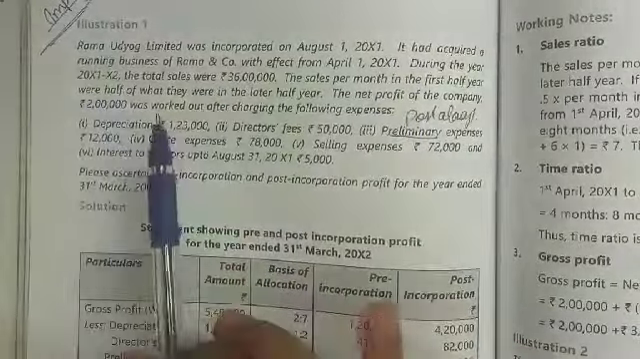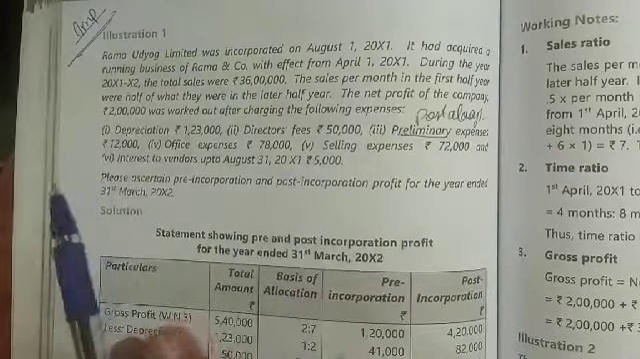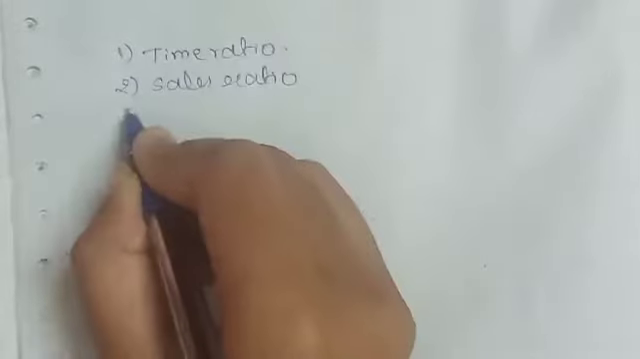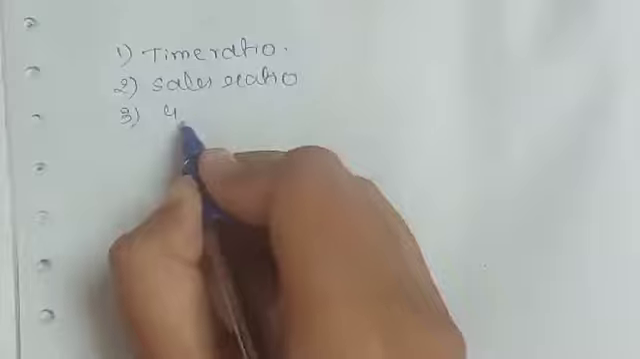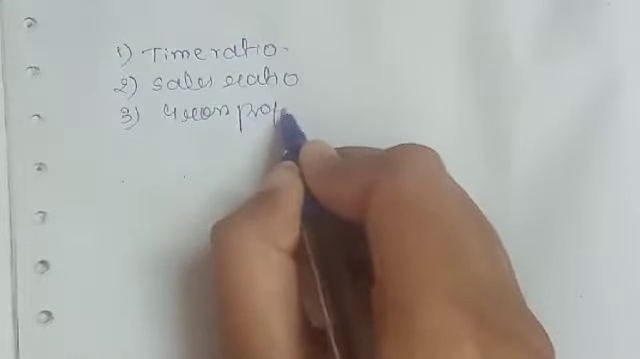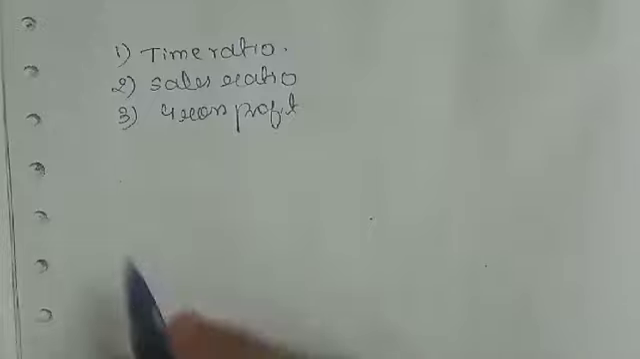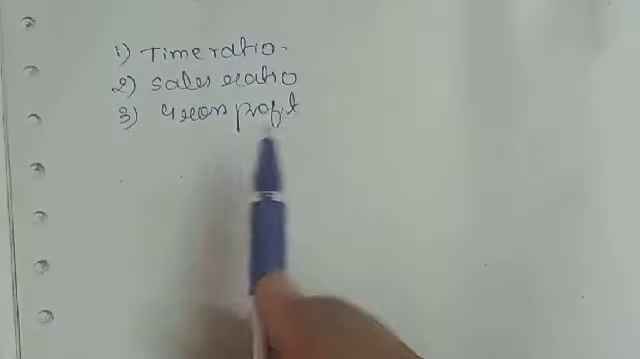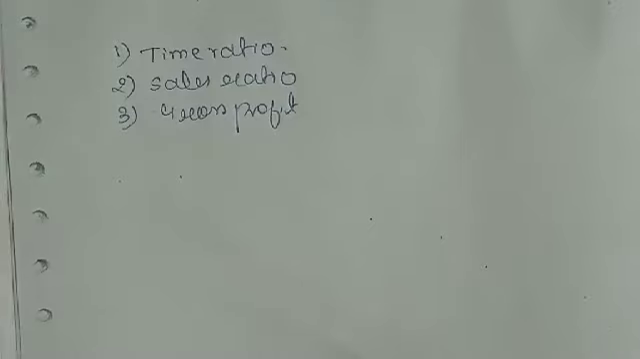First, what you need to do when you get a question of pre and post incorporation profit. You need to do three things. First, always find out the time ratio. Then you need sales ratio. Then compulsorily you need gross profit. Whenever you start with the question of finding pre and post incorporation profits, you need these. Okay. Now we'll continue with the question.